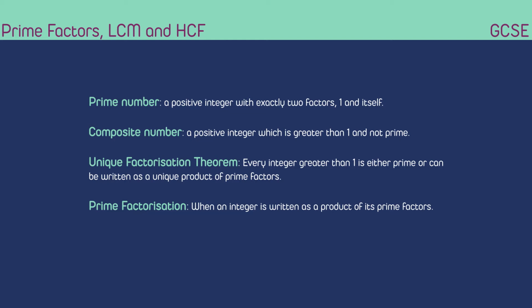For all the numbers that do not fall into the category of being 1 or a prime number, we call them composite numbers. The reason they're called composite numbers is down to something called the unique factorization theorem. This states that every number larger than 1 is either prime or it can be written as a unique product of prime factors. That means that every non-prime number can be written as a composition of prime numbers, hence the name composite number. When we break a number down into its prime factors and write them as a product, which means we multiply them together, we call it a prime factorization.